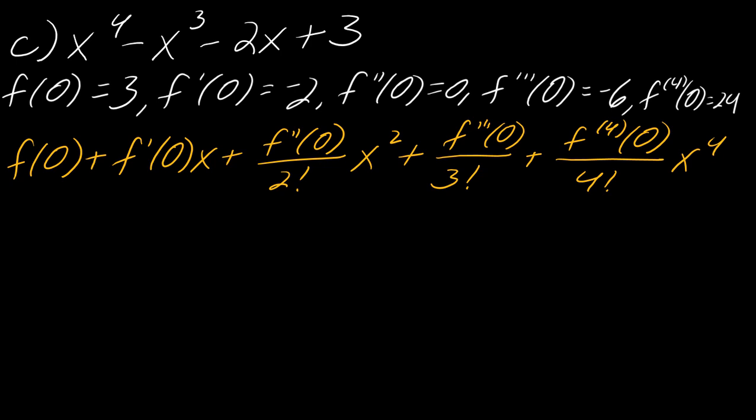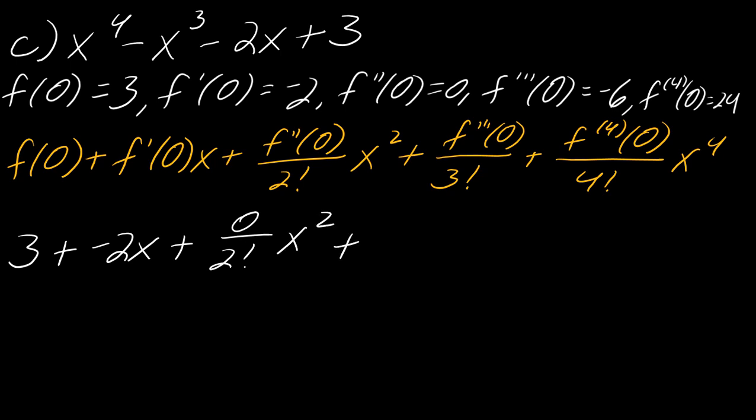So we said f of 0 is 3. F prime of 0 is negative 2 times x. F double prime is going to be 0 over 2 factorial x squared. F triple prime is negative 6 over 3 factorial. And then, let's see, what was the last one? 24 over 4 factorial. Okay, so let's sort all of this out now.